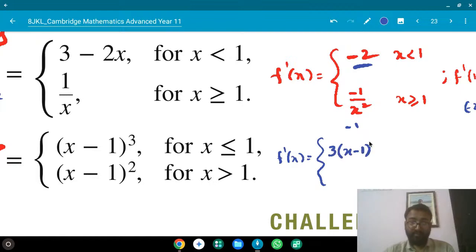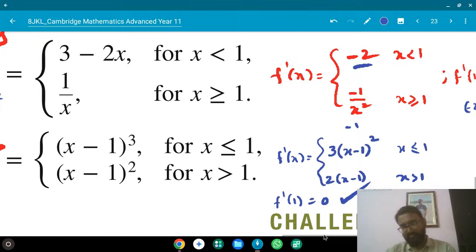Whole square, chain rule, and the x derivative is 1. It is 2 into (x minus 1) whole power minus 1. It's 2 minus 1, so 1 for x greater than 1. So here f dash 1 is equal to, both are zeros. Okay, so it is differentiable.